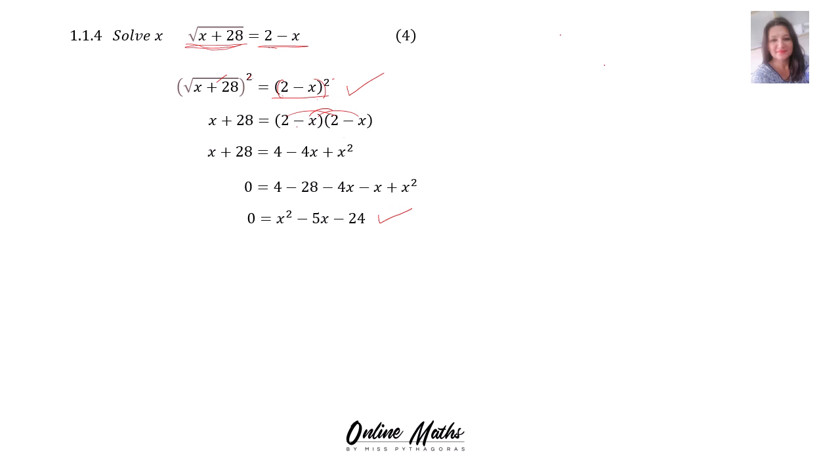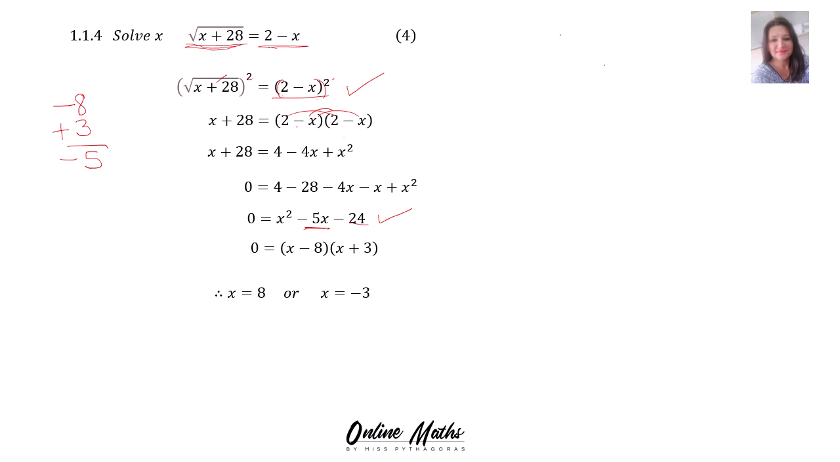Then you're going to factorize this. Then you're going to say the factors of 24 are 8 and 3. You want the middle term to be -5. How can 8 and 3 give you -5? -8 plus 3 is -5. So your factors are x minus 8, x plus 3. You solve them, you end with x is 8 or x is -3.